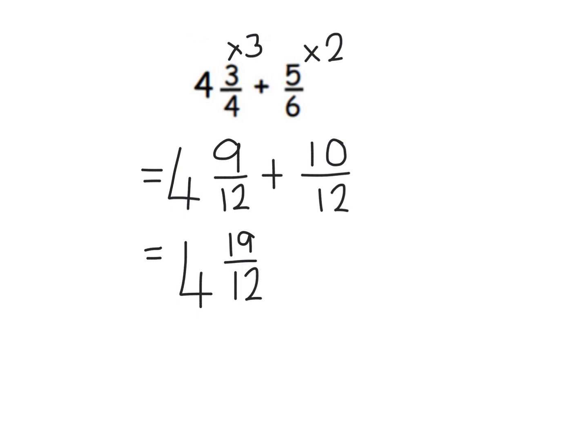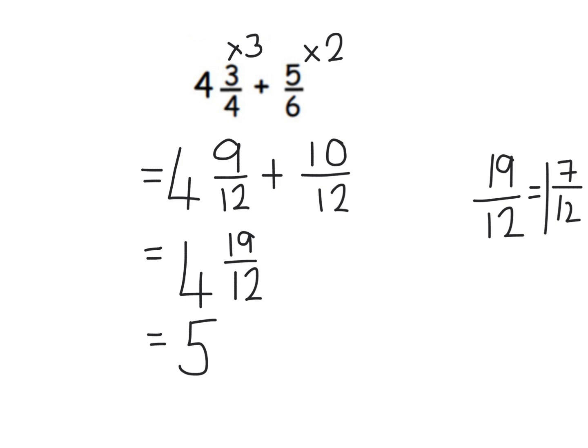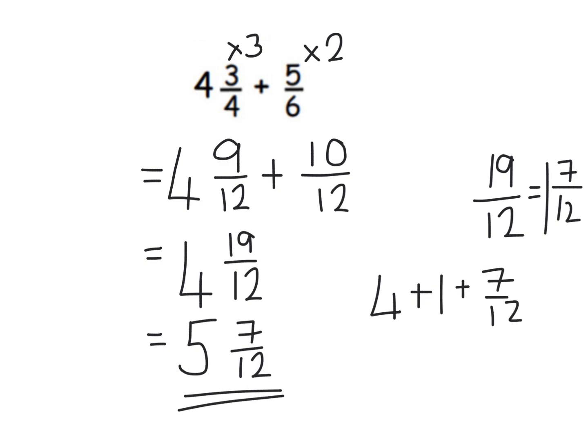So we need to play about with this a wee bit. I could make it a top-heavy fraction, but it's big numbers. That 19 over 12, that's greater than 1. So what I'm going to do is think 19 divided by 12 is 1 with 7/12 left over. So we're going to take that 1, we're going to add it to the 4. So in terms of whole numbers, we've now got 5 and 7/12 left over. So what I've really got is 4 plus 1 plus 7/12. Putting that together gives me 5 and 7/12.